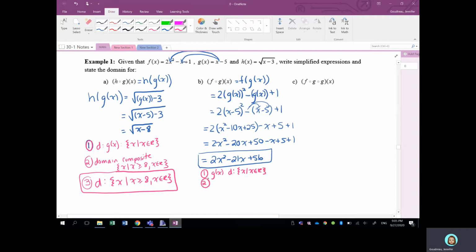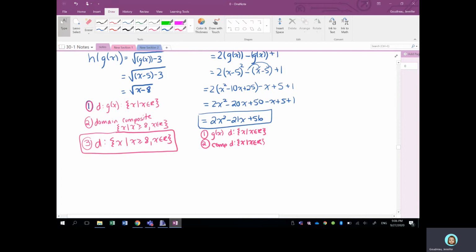Second, let's have a look at our composite function. Here's our composite function right here, and it is quadratic. So its domain is also the set of all x such that x is an element of the reals. Well, common domain, pretty easy to see there. So in the end, our domain is the set of all x such that x is an element of the reals. Pretty easy to see the common domain there since the domains are the same.